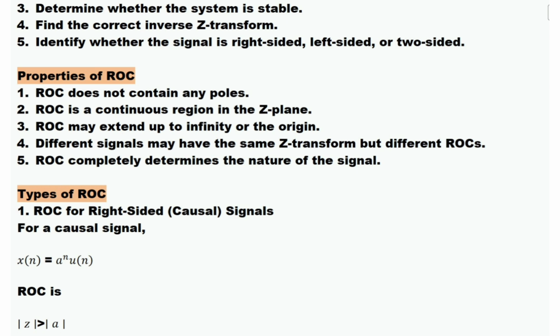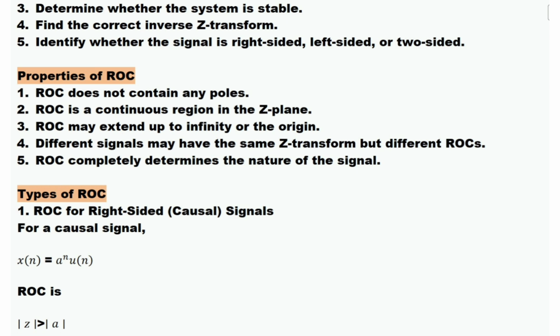Now coming to the properties of ROC. ROC does not contain any poles. ROC is a continuous region in the Z plane. It does not contain any poles and it is a continuous region on the Z plane. Okay, so ROC may extend up to infinity or the origin. It extends to infinity or to the origin.